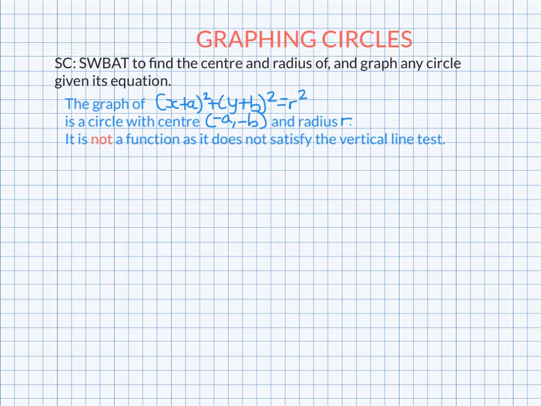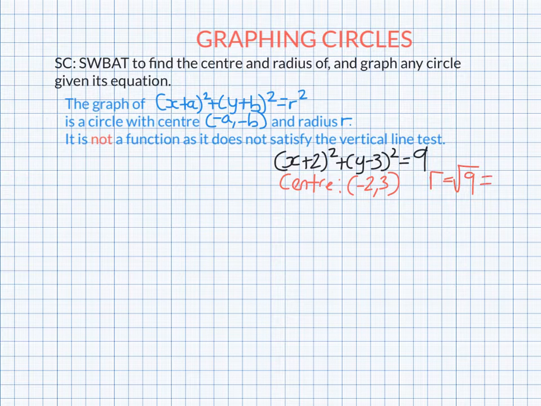So let's look at an example. We want to graph this relation here, (x + 2)² + (y − 3)² = 9. We need to start by finding the center and the radius. The center is just (−2, 3). The negative of this gives the x coordinate, negative of this, the y coordinate of the center. The radius isn't 9, the radius is the square root of 9, which is 3. The radius has to always be a positive number.